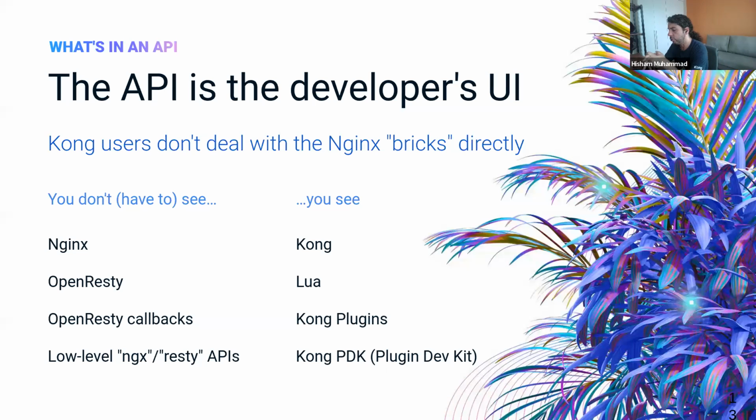So, and you don't have to deal with OpenResty callbacks directly. You can use the Kong APIs. At the same time, OpenResty exposes those very lower level Nginx REST APIs, like the REST namespace in the LuaJIT VM. But we also provide a higher level Kong plugin development kit, which offers much higher level functions, defined in terms of the domain of an API gateway, right? And not just a lower level reverse proxy.